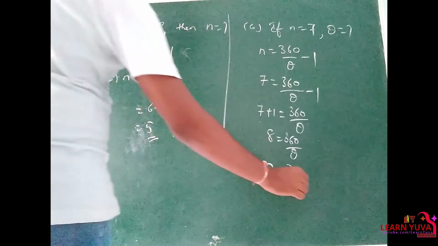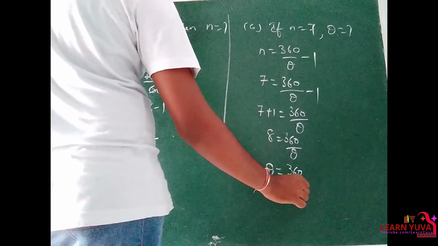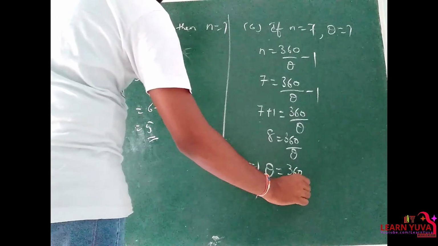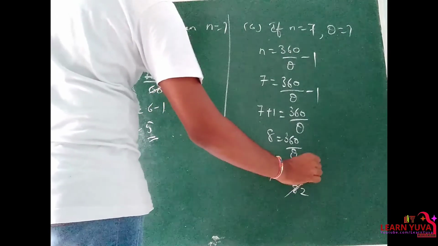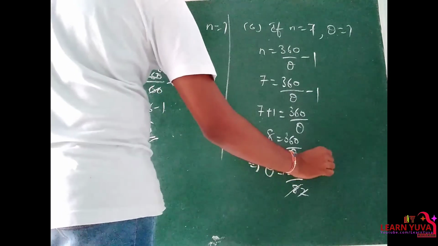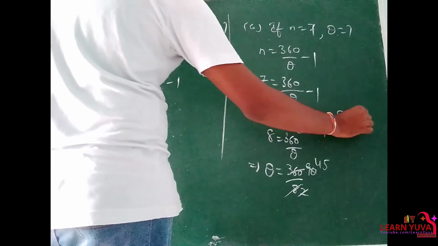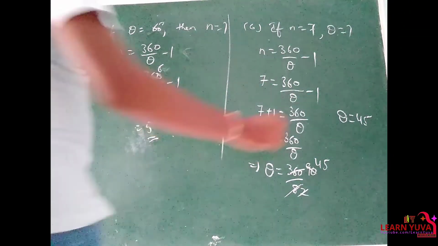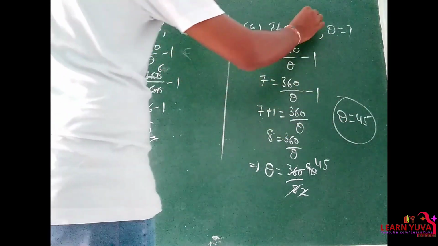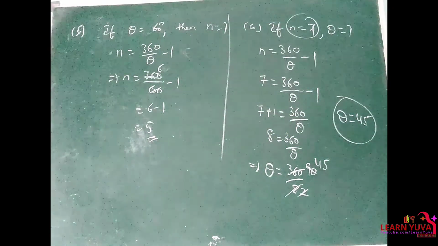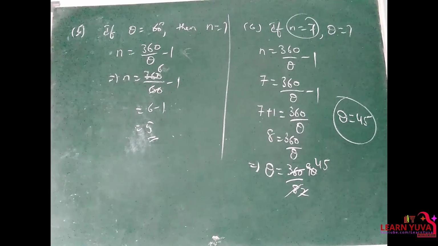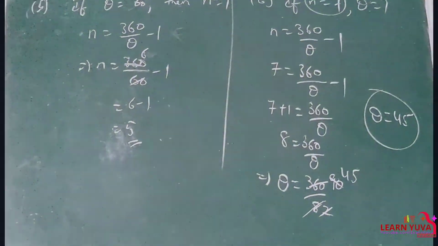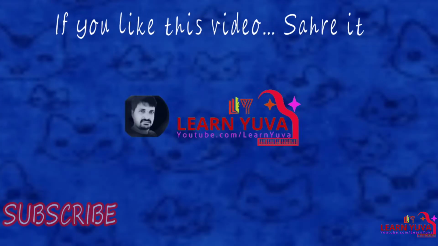So cancel this: 4 2s are 8, 4 90s are 360, 2 1s are 2, 2 45s are 90. So theta is equal to 45. If theta is equal to 45, then the number of images formed is 7. Right? So in this way we can do the problem.